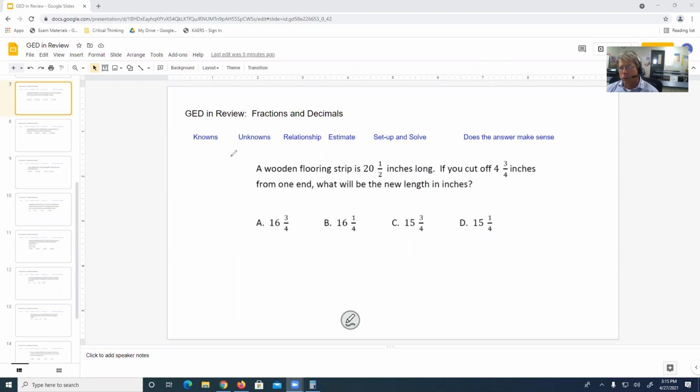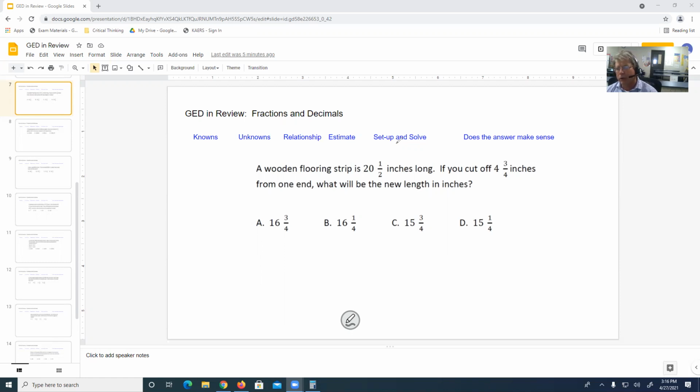Again, working with word problems, some things that we have to pick up on is what we refer to as knowns, some of the given information. The unknown, like I said, usually that's the last sentence in the question. The relationship, trying to figure out how the known and the unknown relates in the problem. An estimate's always good as far as just trying to get an idea of how to roll out some of the answers. And then, of course, setting and solving is a big thing.